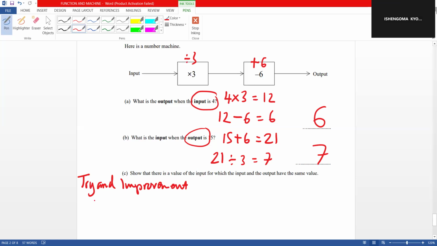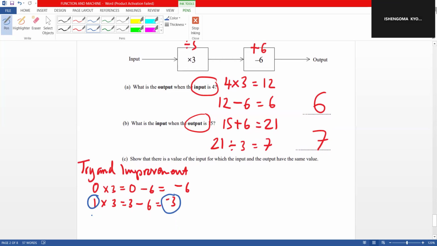E.g., you can say, let our input be 0, right? Then you multiply 0 by 3, you get 0. Then you subtract 6, you get minus 6. Right. Then you can say, let's try 1. You multiply by 3, you get 3. You minus 6, you get minus 3. Still, the input and the output are not the same. You have to continue until you get the value which is the same, right?